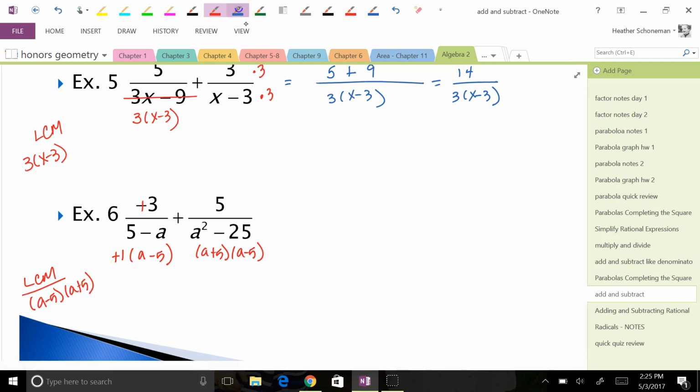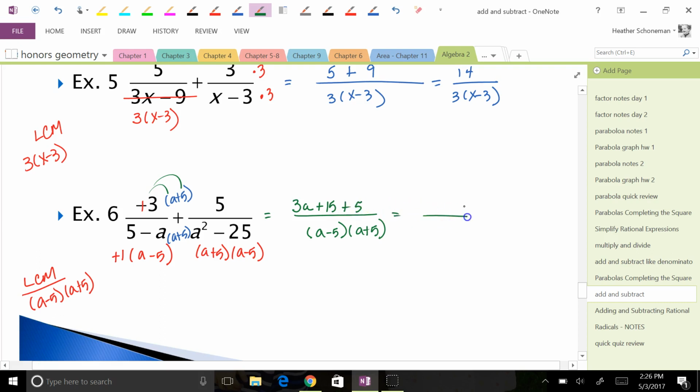So the fraction on the right, the denominator is the least common multiple. But the fraction on the left, we need to multiply it times a plus 5. When we do that, then our denominator is the least common multiple. A minus 5 times a plus 5. And then over here, we got to distribute. So this gives us 3a plus 15 plus 5. So we simplify that. That's going to be 3a plus 20 over a plus 5, a minus 5.